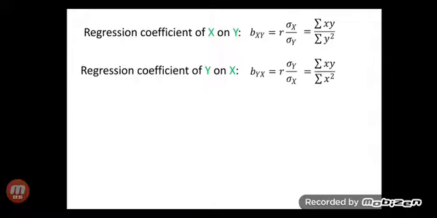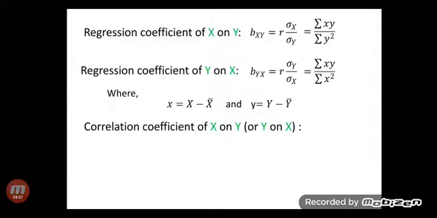Therefore, the regression coefficient of x on y is bxy equal to r into sigma x by sigma y, which is equal to summation small x small y, that is summation xy, divided by summation y square. Likewise, the regression coefficient of y on x is byx equal to r into sigma y by sigma x, equal to summation xy by summation x square, where small x is the deviation of variable x from its mean x bar, that is x is equal to x minus x bar, and small y is the deviation of variable y from its mean y bar, that is y is equal to y minus y bar.